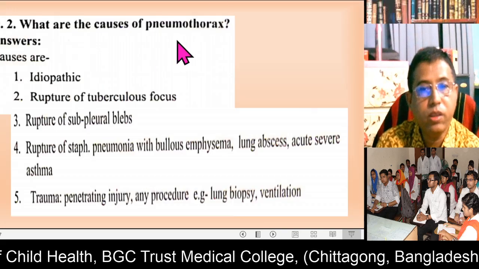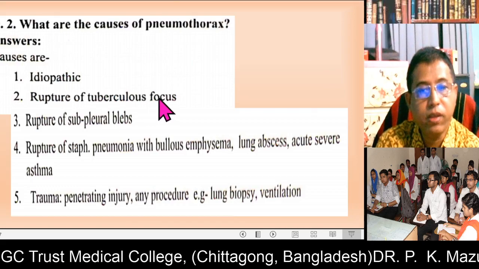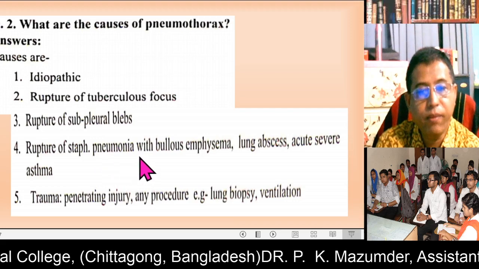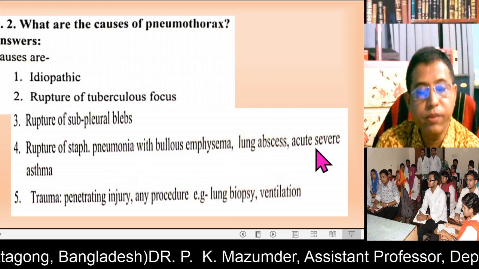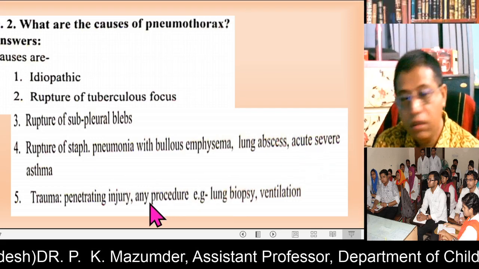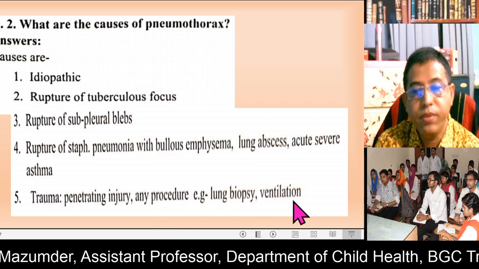Now, what are the causes of pneumothorax? Answers are idiopathic, rupture of a tuberculous focus, rupture of subpleural blebs, rupture of pneumonia with bullous emphysema, lung abscess, acute severe asthma, and trauma, penetrating injury, any procedure, lung biopsy and ventilation.